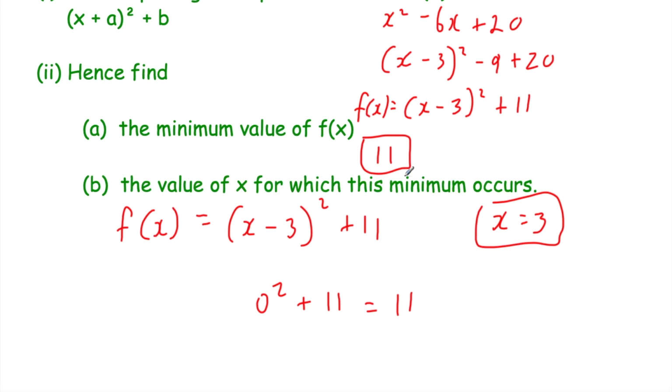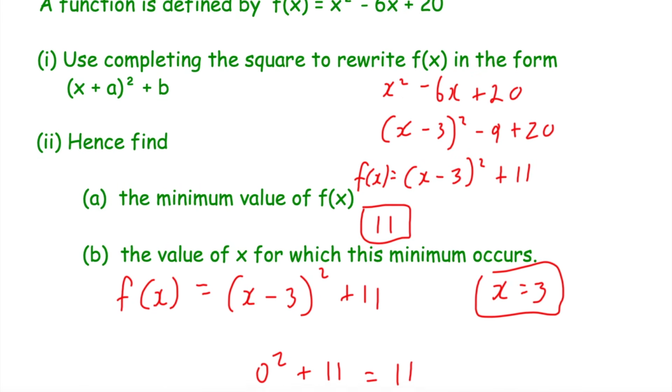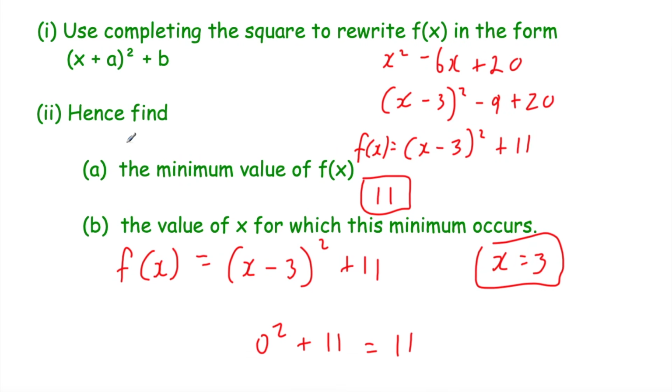And that's it. Okay, so just to recap, in part I, we need to do completing the square. And in part II, we're asked to find the minimum value of f of x. So we looked at our completing the square, made the bracket equal 0, and that gave us 0 squared plus 11. So the minimum value for f of x is 11. And then for part B, the value of x at which that occurs is 3. To make the bracket 0, x would be 3. And that's it.